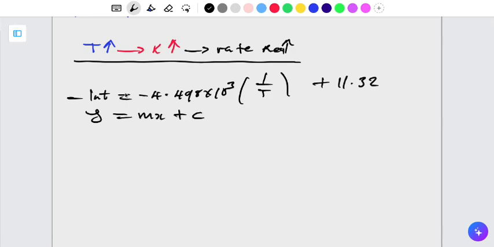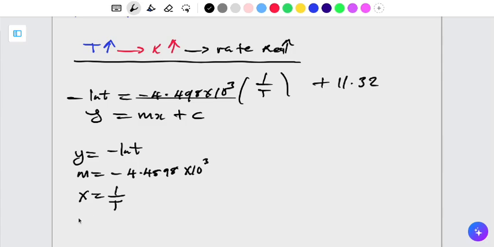So let's identify our y. Let's also identify our gradient and the value of x as well as the y-intercept. So y here is equal to negative ln t. Then the gradient that we have here is negative 4.4598 multiplied by 10 to the power positive 3. That is the gradient. The value of x is 1 over t. Then the y-intercept, which is c, is 11.32. So this is what we have.